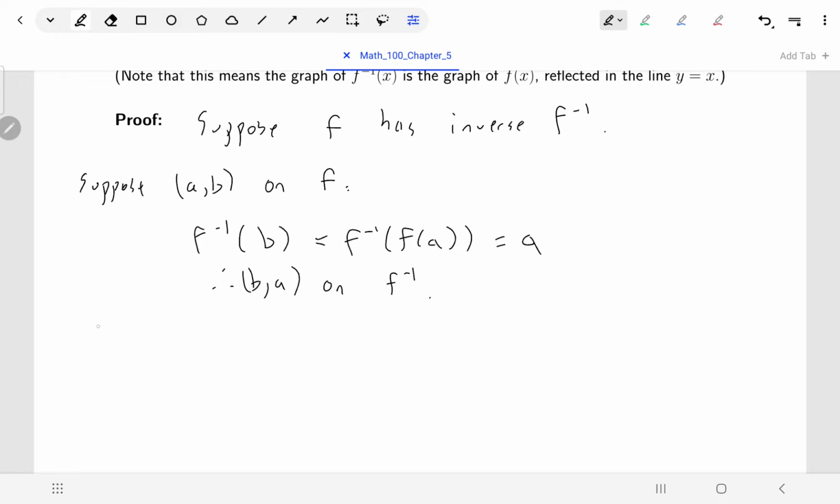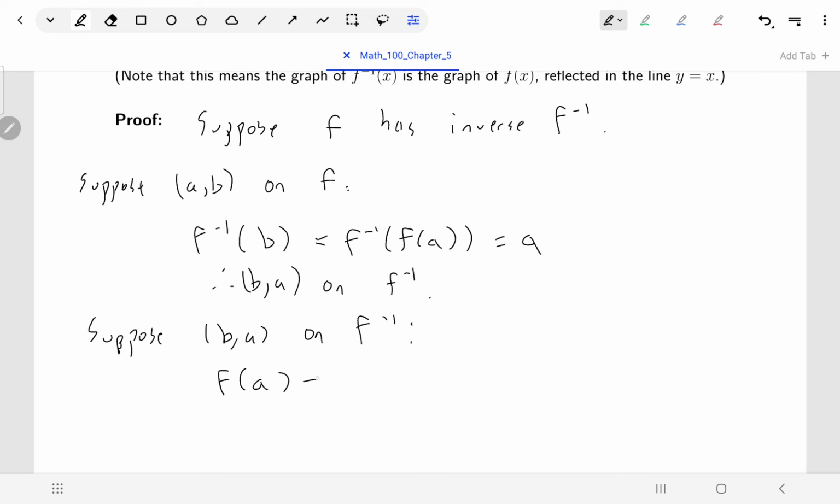And now the reverse is also pretty much the same. Suppose that we have (b, a) is on the graph of f inverse, and we want to show that (a, b) is on f. So we say, well, let's look at f of a. What is a? Well, interestingly enough, it's f inverse of b, and that's because (b, a) is on f inverse, so f inverse of b is a.